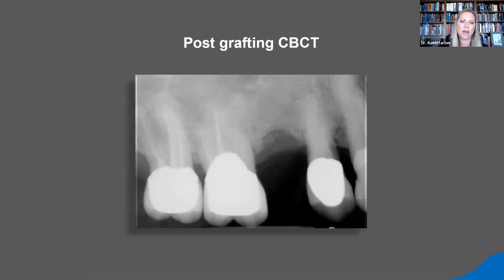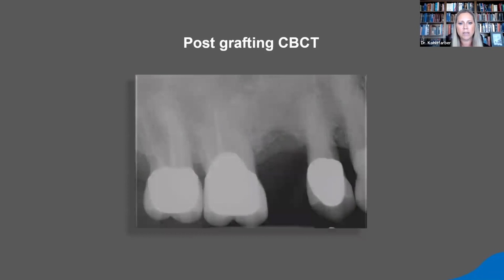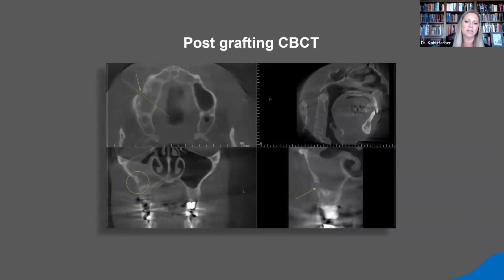This is a case post-grafting. So this is the 2D image, and they've placed their graft. They think it looks pretty good. It's probably osseointegrated into the surrounding bone. And when they took the CBCT ahead of time, thank goodness they did, what happened? Well, where'd the bone go?